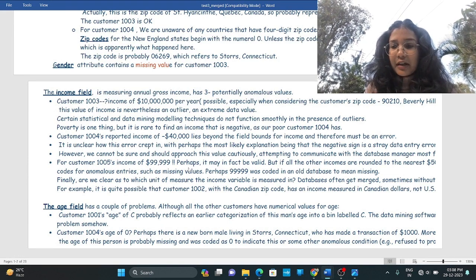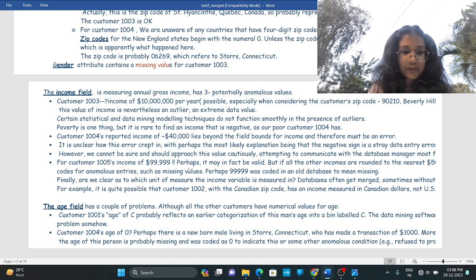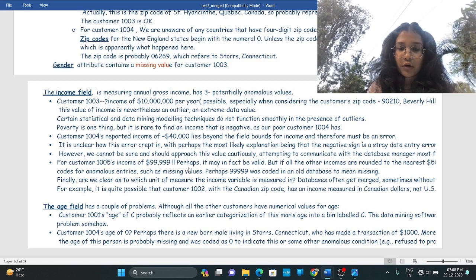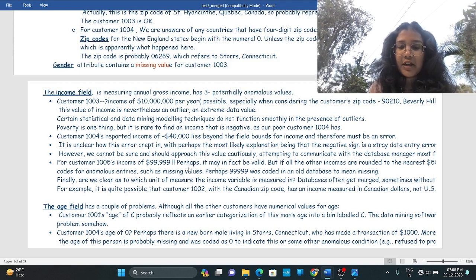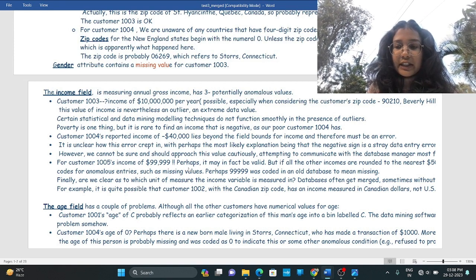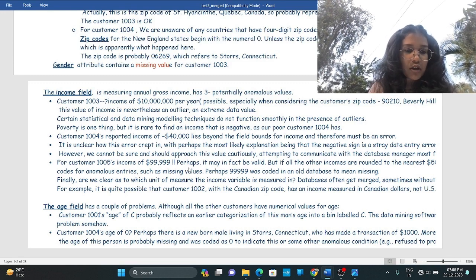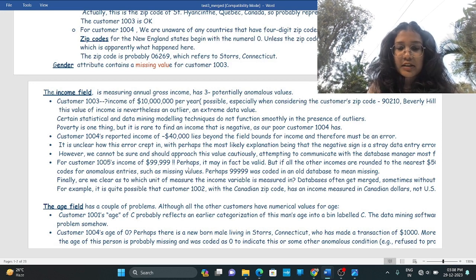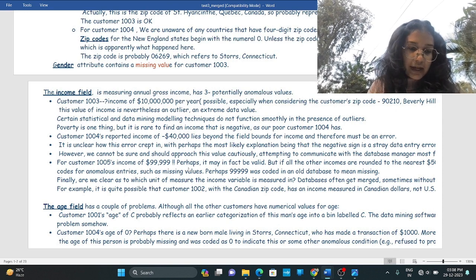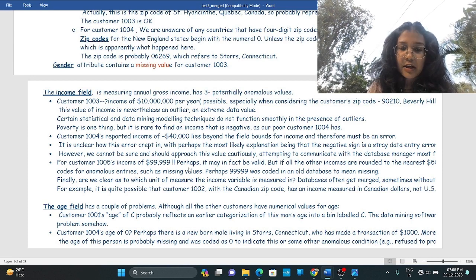Attempting to continue with the database manager, most of us see that customer 1004's income of 99,999 is not a round off. Perhaps it may in fact be valid, but if all the other incomes are rounded to the nearest 5,000, perhaps this income was coded as a code for anonymous entries such as missing values, perhaps coded in an old database to mean missing. Finally, are we clear as to which unit of measure the income variable is measured in?